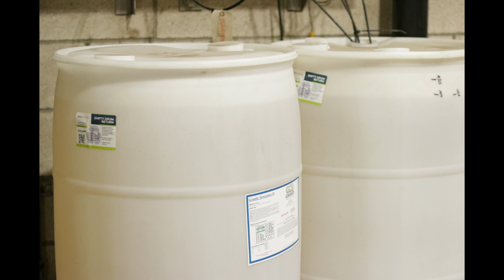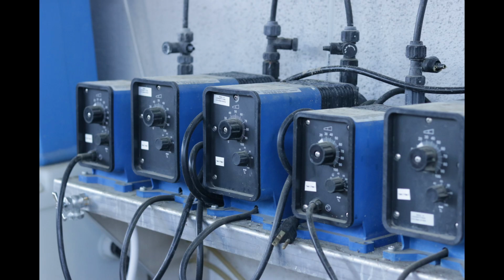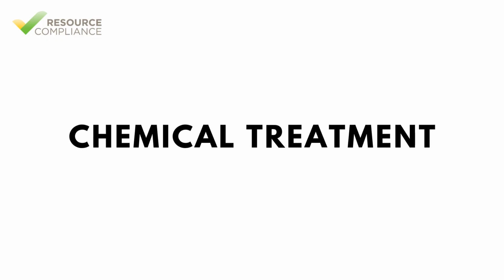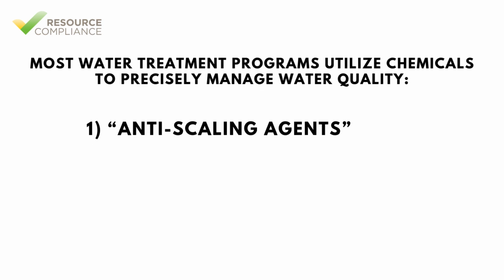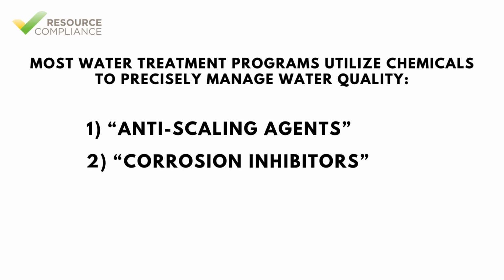There are many methods used in a water treatment program. Methods will vary based on the quality of the water available at the site where the condenser is installed. Most water treatment programs utilize chemicals to precisely manage water quality. Anti-scaling agents are additives that inhibit mineral precipitation, preventing scale formation. Corrosion inhibitors are chemicals such as phosphates or molybdates that form a protective layer on metal surfaces to prevent corrosion. Biocides such as chlorine and bromine kill microbes by disrupting their cellular functions.